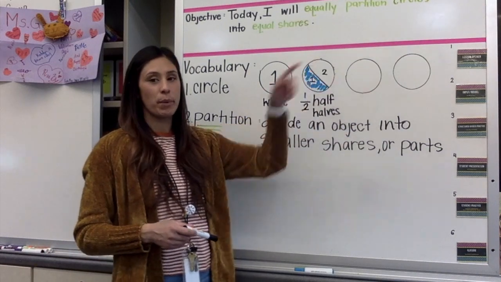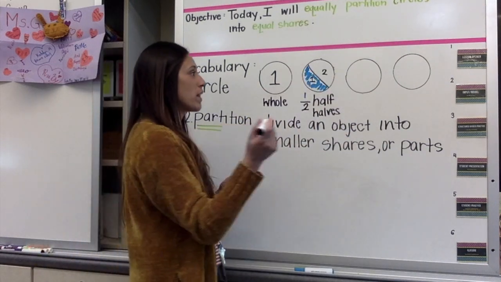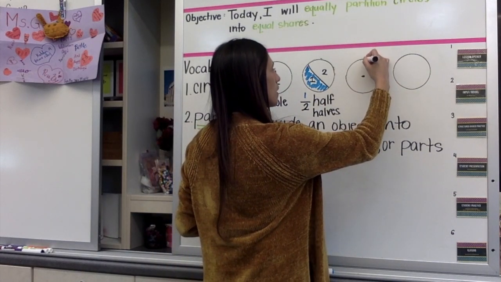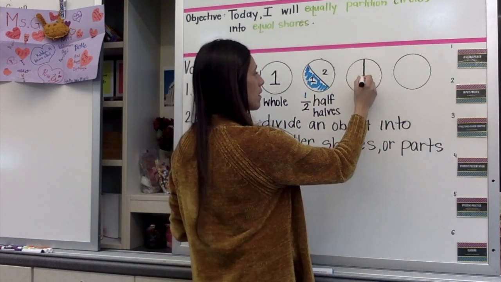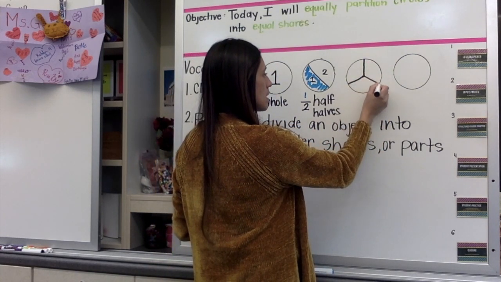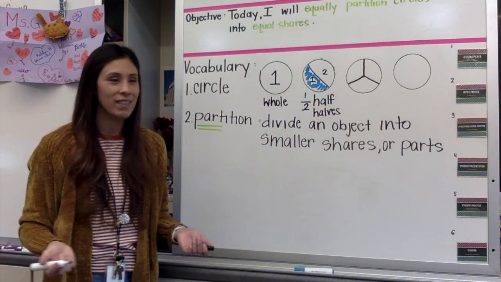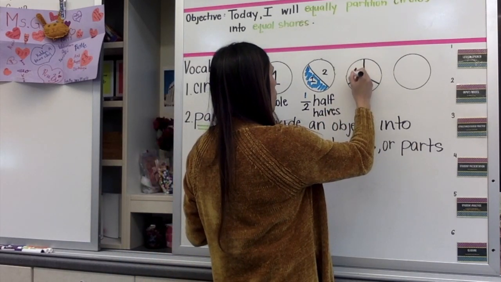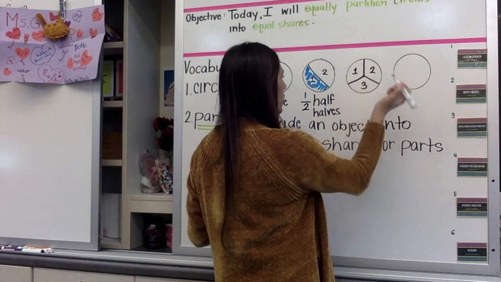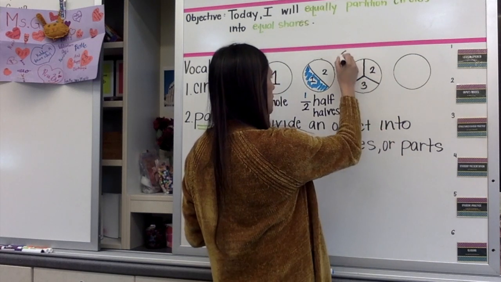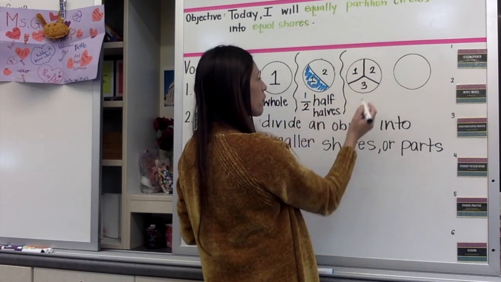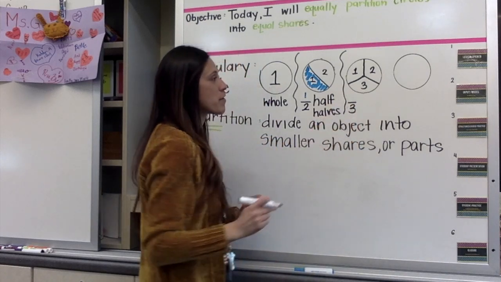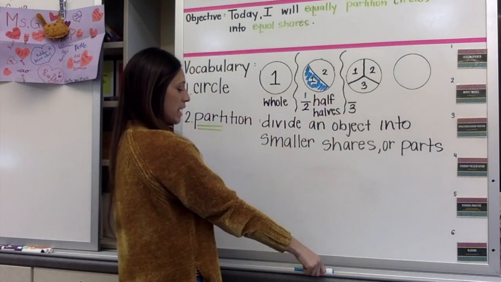Okay, now I'm going to partition the next circle into thirds. The way that I do this, I like to just put a dot in the middle, and then I do 1 line like that, and then 2 lines like that. It ends up looking a lot like a peace sign, which is pretty cool. So I have 3 shares all together, 1, 2, 3. I'm going to divide these so they don't get mixed up. So the fraction for this circle is a numerator out of 3 shares because there's 3 pieces all together.